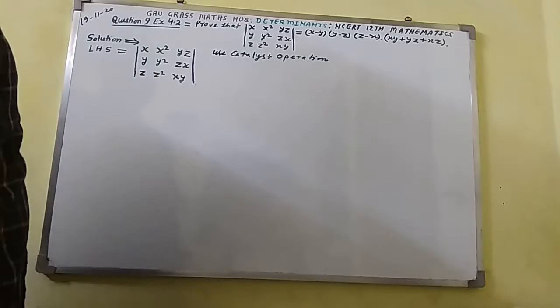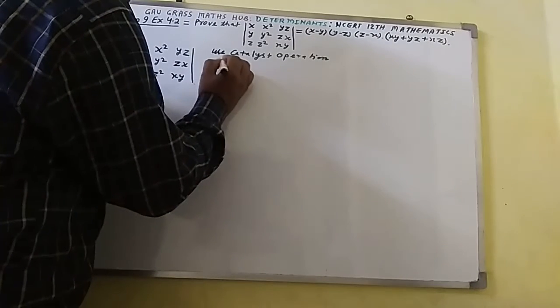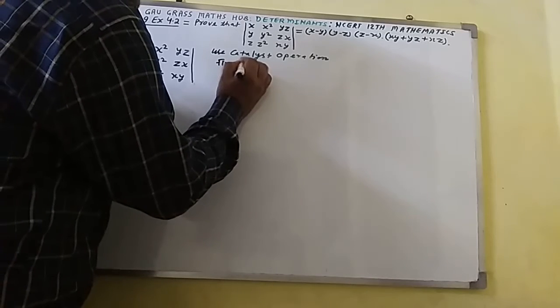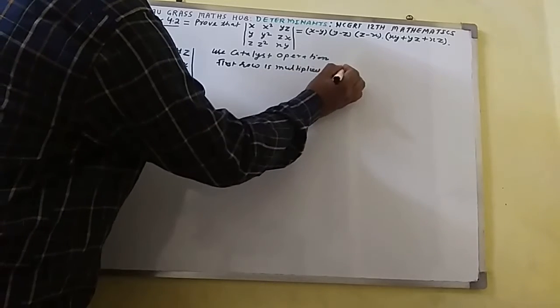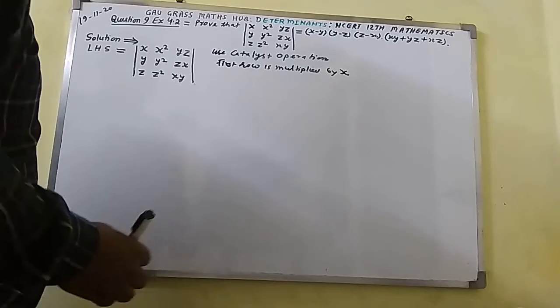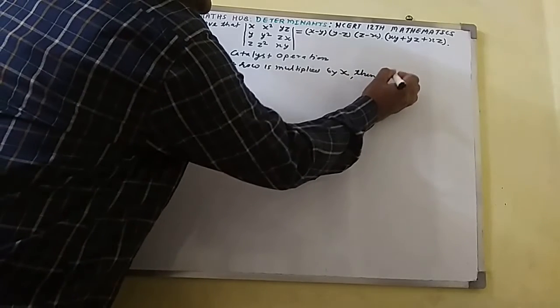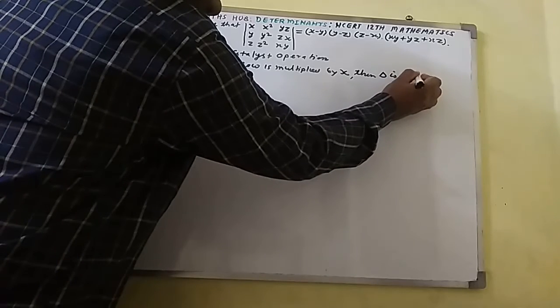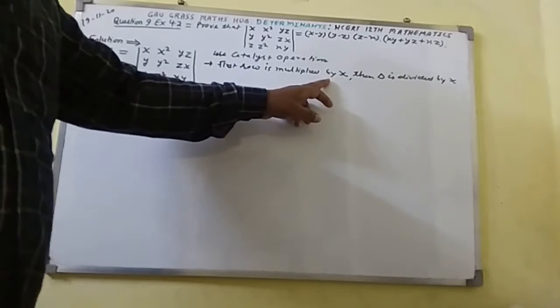The catalyst operation in mathematics: if the first row is multiplied by x, then the determinant is divided by x. If the first row is multiplied by x, then the determinant is divided by x.